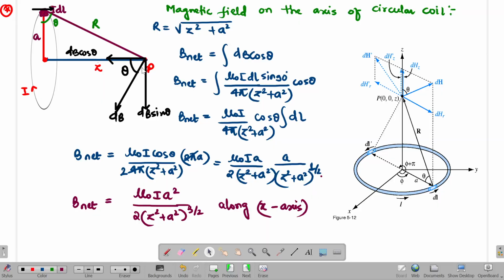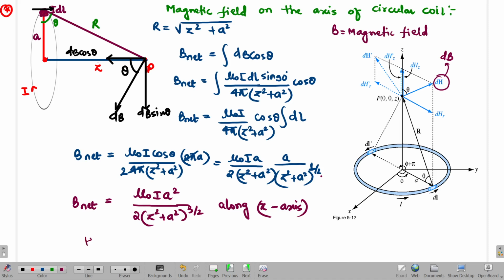Okay, so we completed till over here, isn't it? We found out what my magnetic field dH is. This dH is actually the magnetic field dB. H is called magnetic field intensity, and B is called magnetic field. Got it?